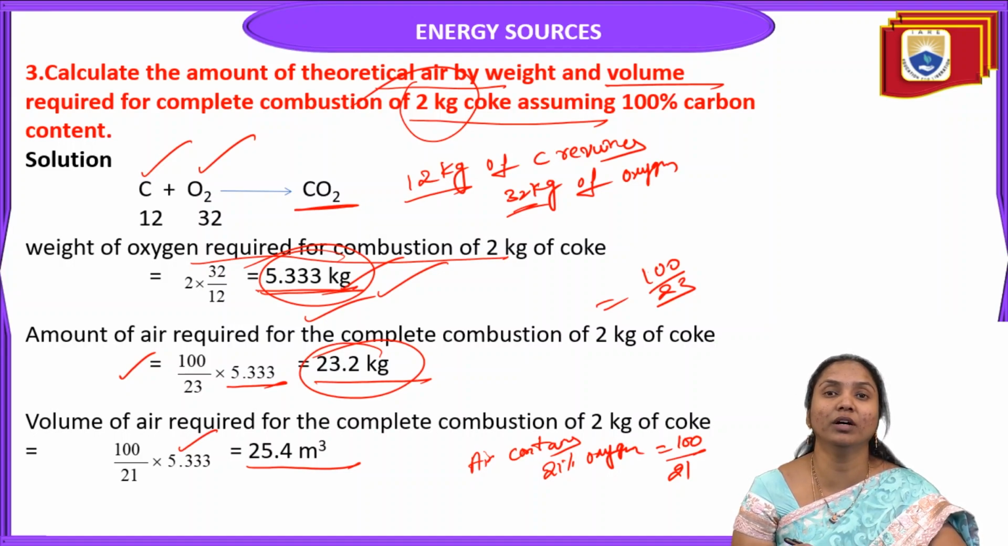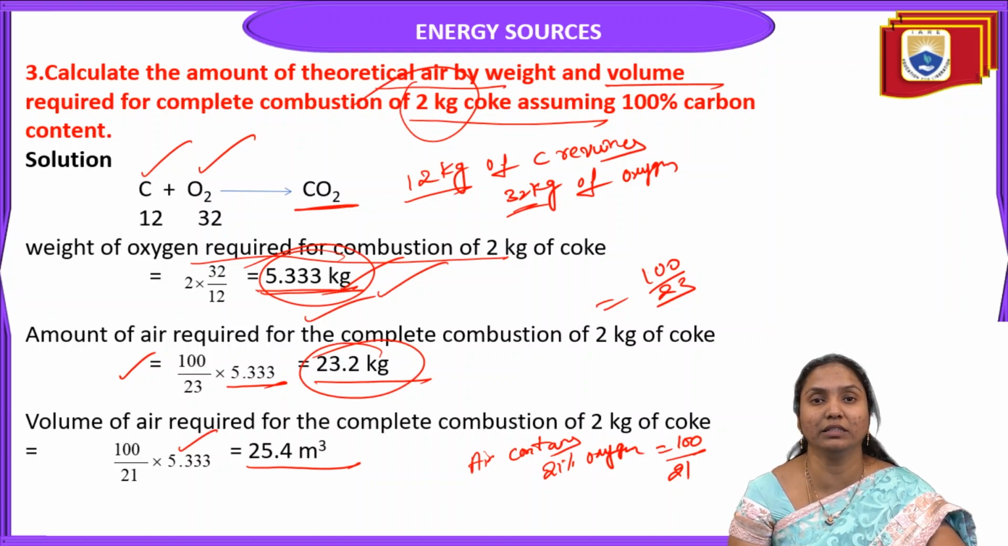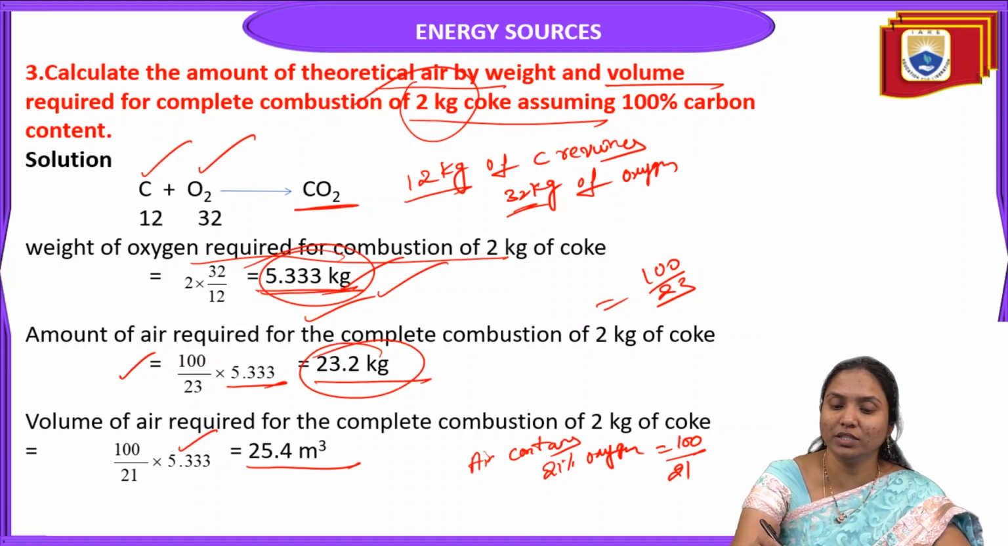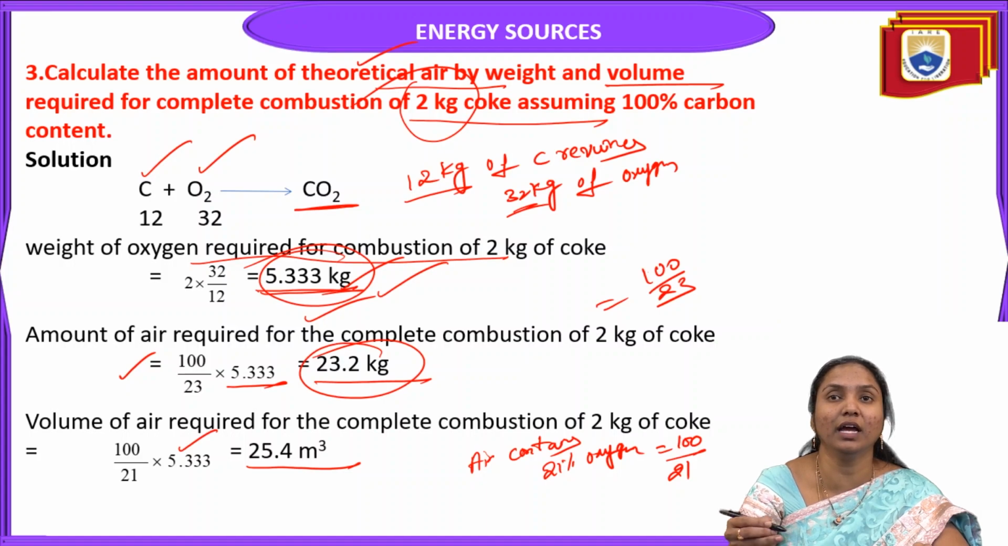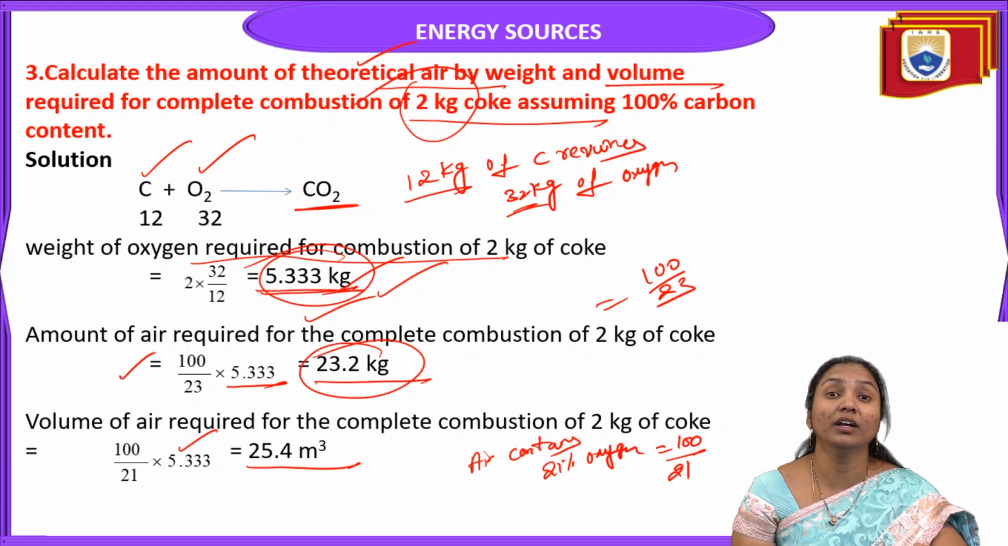So here the volume of air required for the complete combustion of 2 kg of coke is equal to 25.4 meter cube. So in this problem we can calculate the amount of theoretical air by weight or volume required for complete combustion of 2 kg of coke.